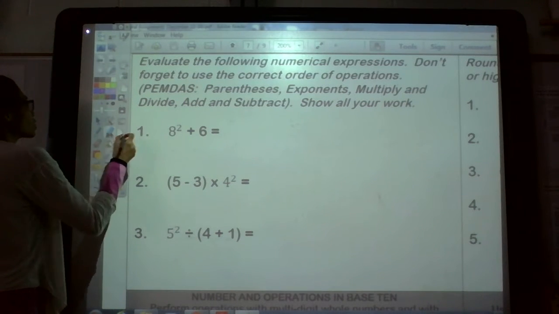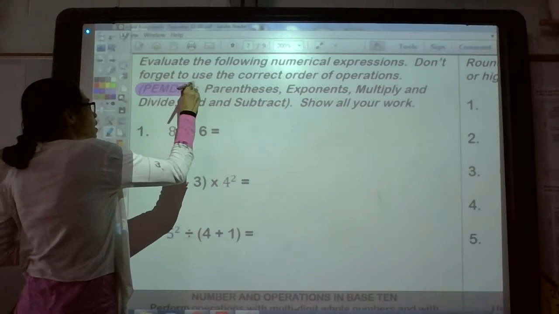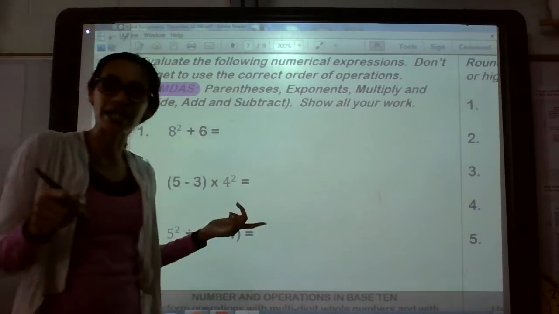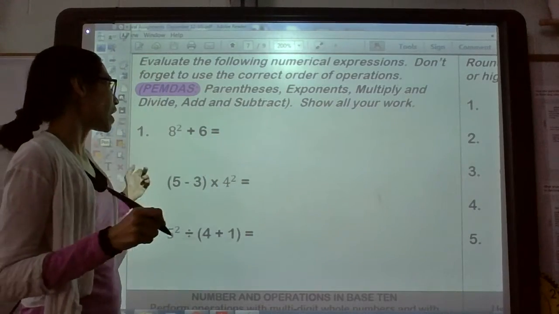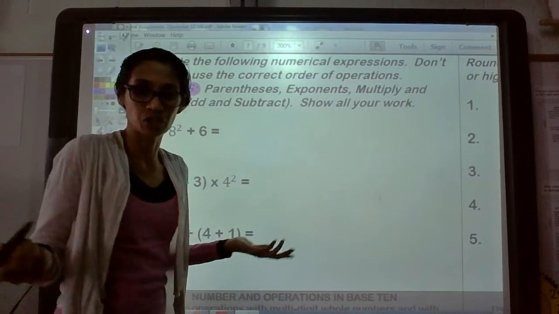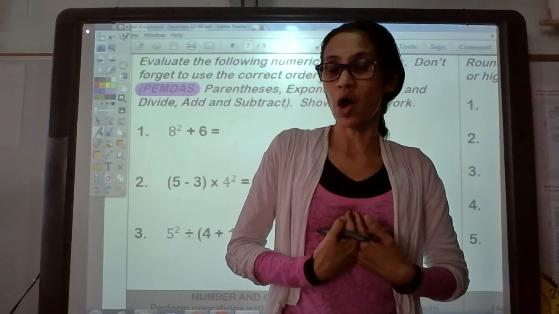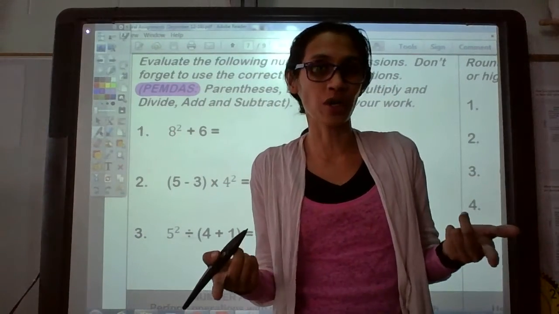PEMDAS. Let me highlight that for you. Bam, right there. And that stands for parentheses. You do that first. Then the exponents. Then you multiply and divide. Then you add and subtract. Make sure you show all your work. Don't just write your answer down. I am going to show all my work. Make sure you show all your work as well.